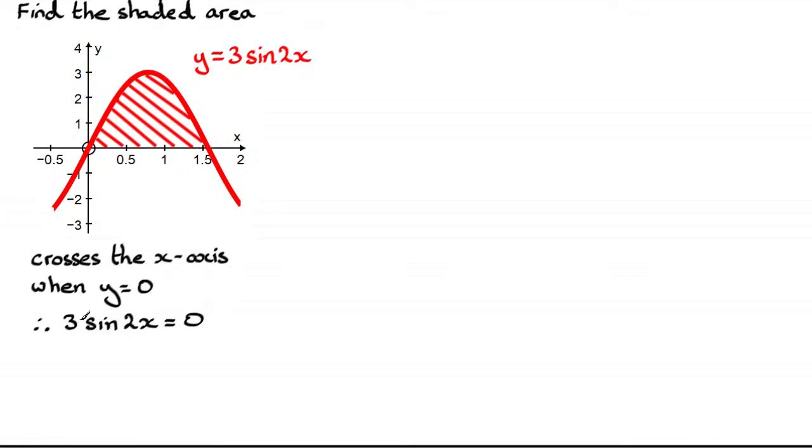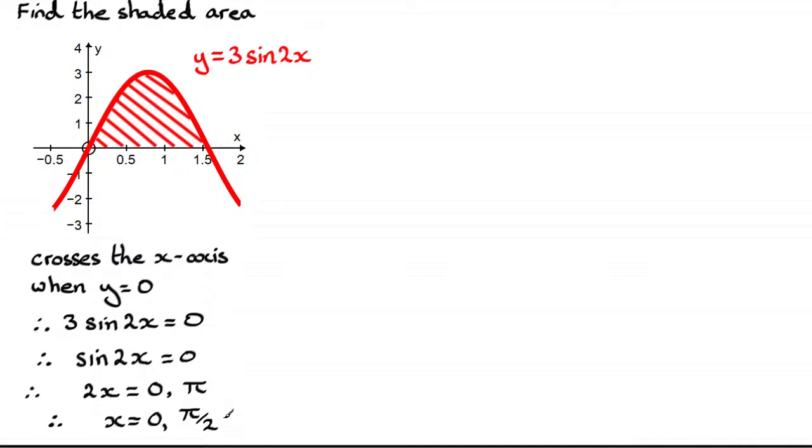It crosses the x-axis when y equals 0. So we put 3 sine 2x equals 0. That means that sine 2x would equal 0 because 3 can't be equal to 0. So sine 2x equals 0, and if you take the inverse sine of 0, you're going to get 2x equals 0 or pi. Pi is the equivalent to 180 degrees. Divide by 2 and you have got x equals 0 or pi over 2, the equivalent of 90 degrees. So it's pi over 2 at that point there.